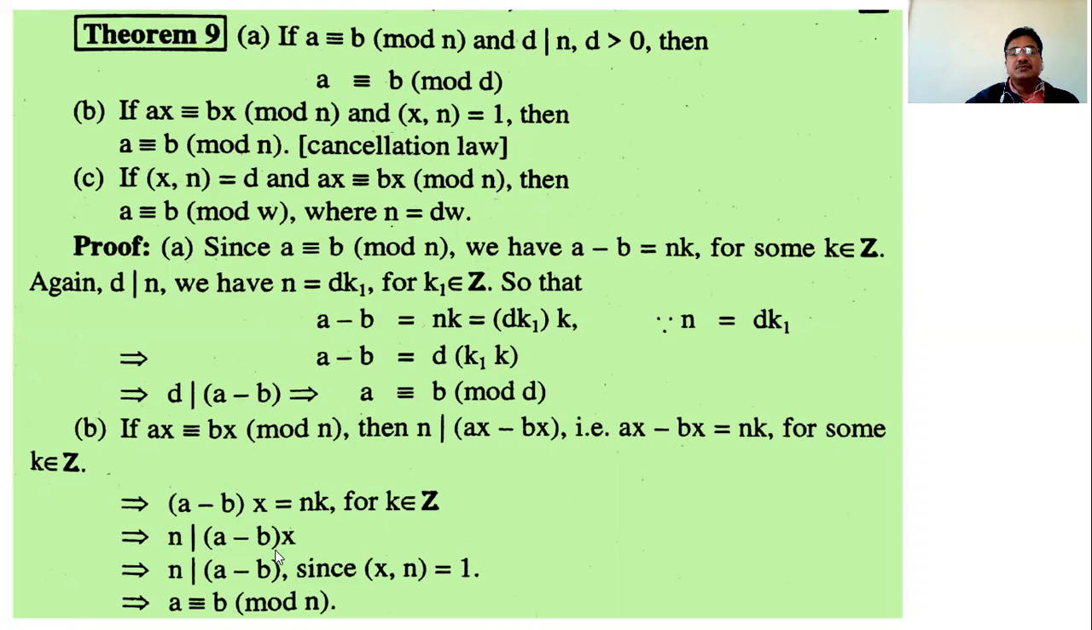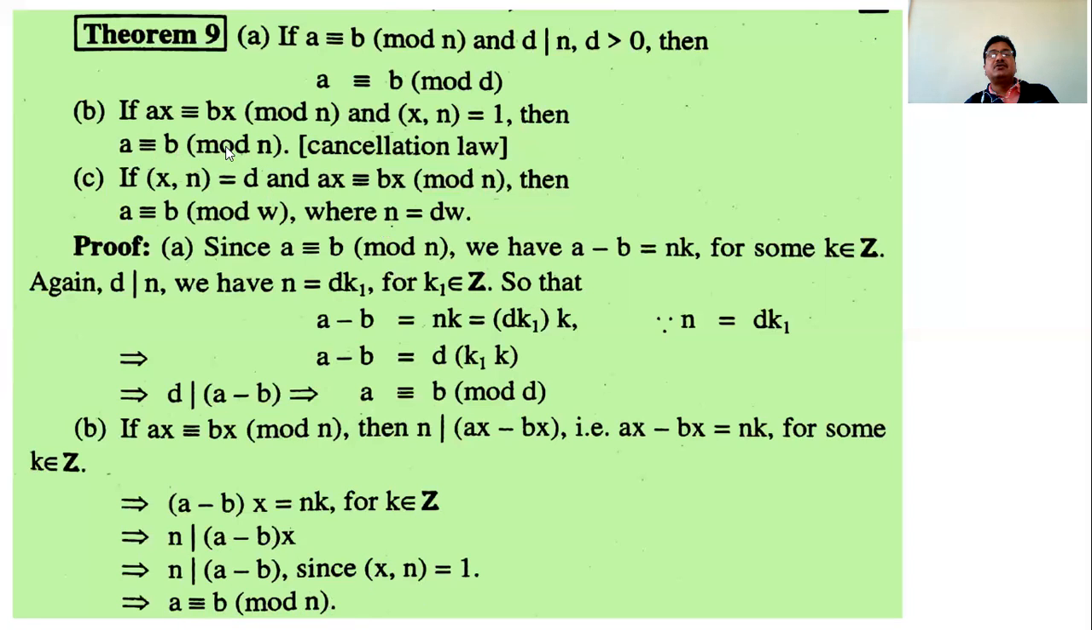That is, if A divides B into C, and if the greatest common divisor of A and B is 1, then A divides C. See that corollary on Euclid's lemma. So by using the corollary on Euclid's lemma, n divides the multiplication of these two means n divides one of them. And so n divides A minus B because the greatest common divisor of X and n is 1. This is given. So n divides A minus B, because n does not divide X, and therefore A is congruent to B modulo n.